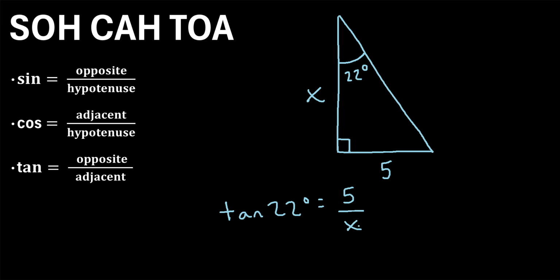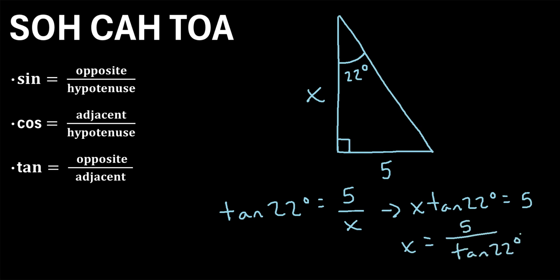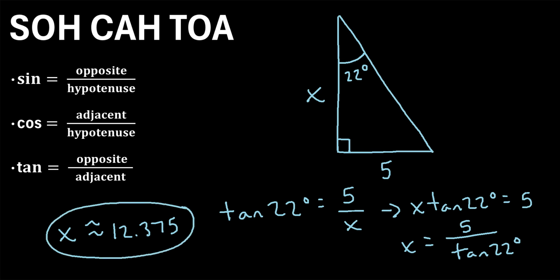So again, we'll use a little bit of algebra to solve for x. If we multiply both sides by x, we get x times the tangent of 22 degrees is equal to 5. And we can divide both sides by the tangent of 22 degrees to get x. So x will be equal to 5 divided by the tangent of 22 degrees. Now, if you punch in 5 divided by the tangent of 22 degrees into a calculator, you find that x is equal to about 12.375. So that is the side length of x.